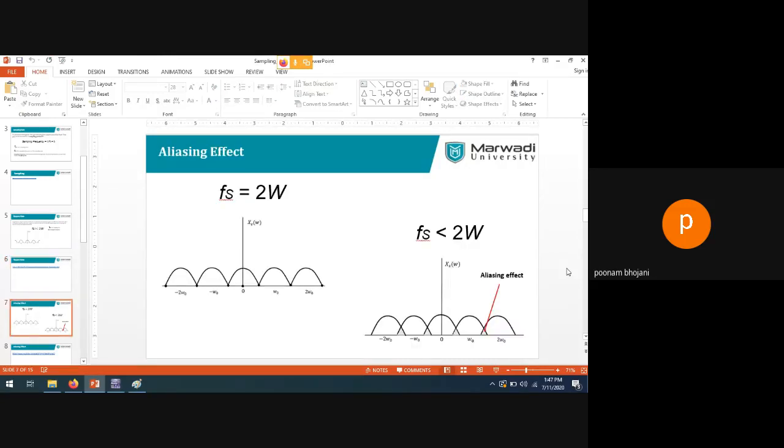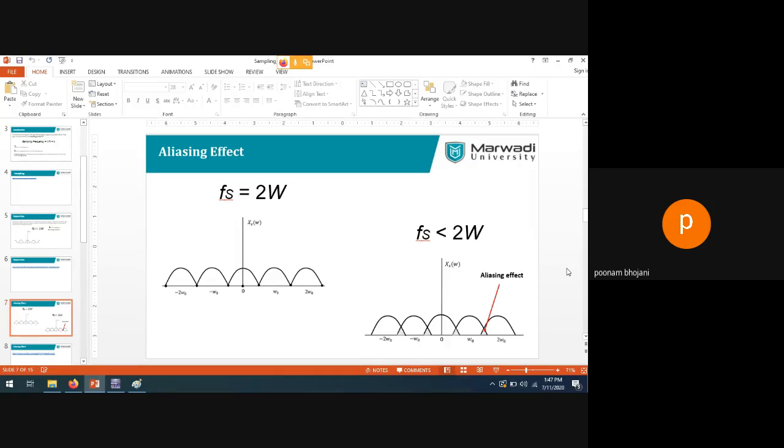Next, as I told you, if you are keeping your sampling less than twice of W, then it is known as undersampling, right? And why is undersampling not good? Because undersampling will create aliasing effect. So let me tell you what aliasing effect is.